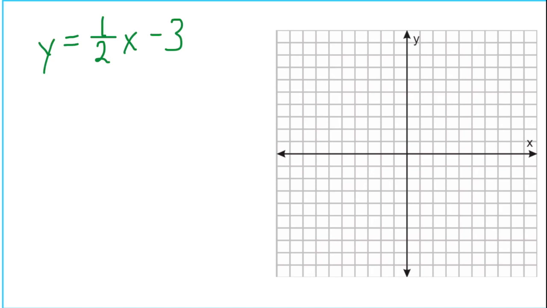All right, your turn. Can you go ahead and set up a little graph and graph this line on it? Go ahead and pause your video and graph this line, and then we'll go over it.